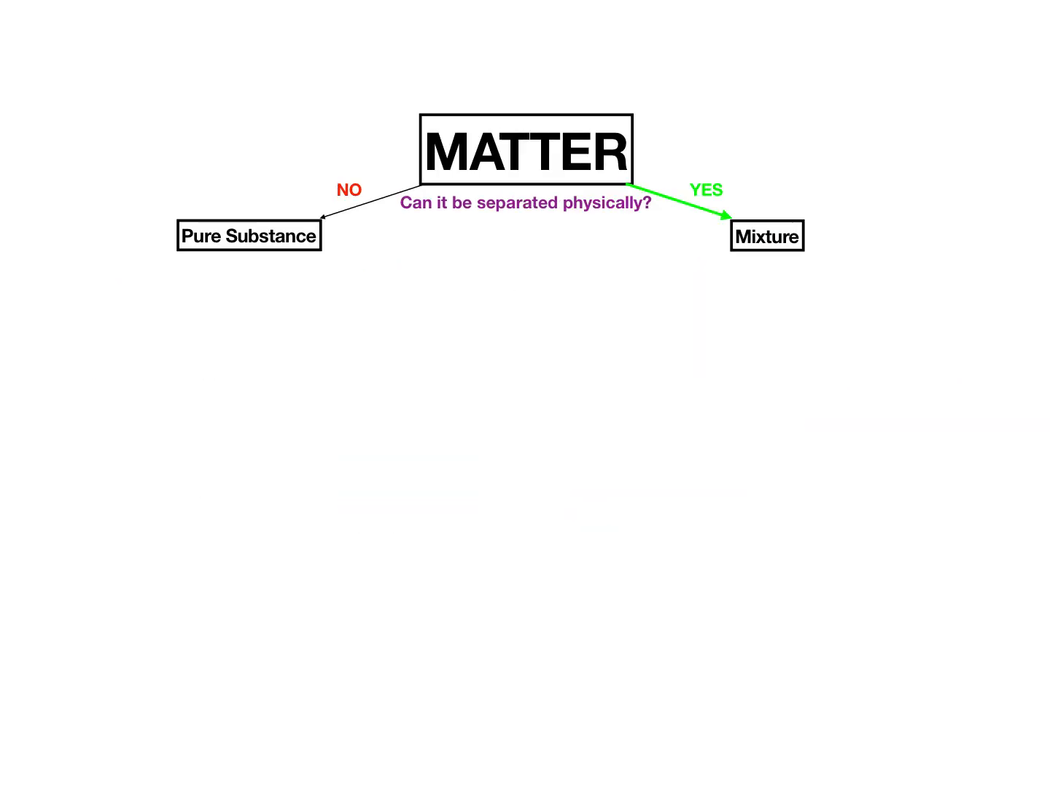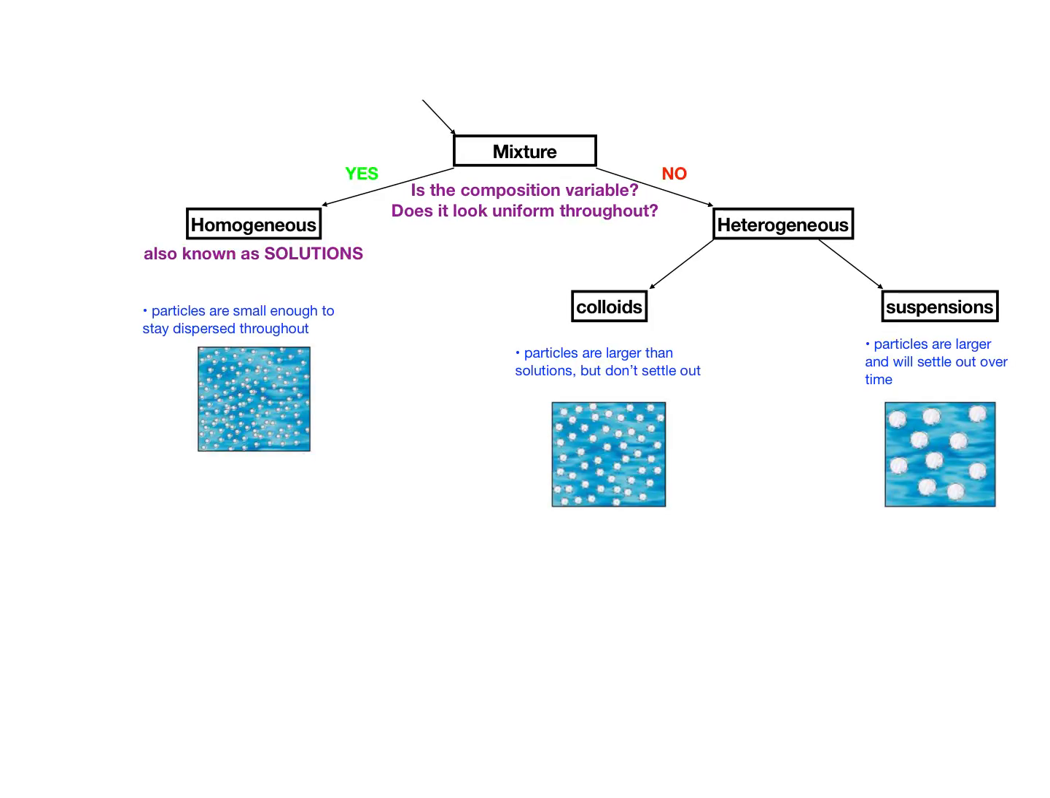Okay, back up to the top of the matter classification about whether or not it can be physically separated, and now we're going to go over to the right side where it can be, and we're going to talk about mixtures. In order to tell whether or not a mixture is homogeneous or heterogeneous, we are simply going to look at it and say, does it look the same throughout? Another way to say this is, is the composition variable? That means, does every piece of matter in there, every sample you take, will it be the same?